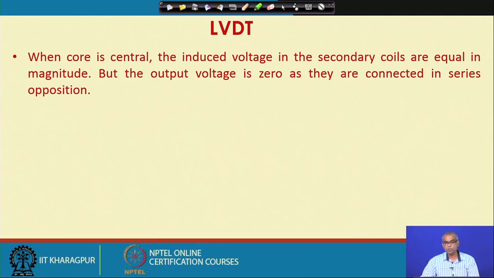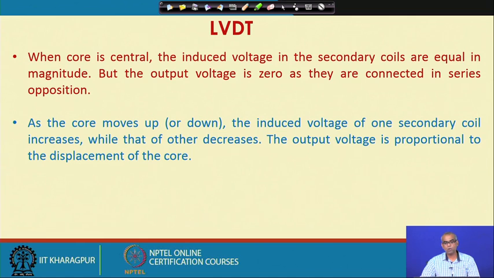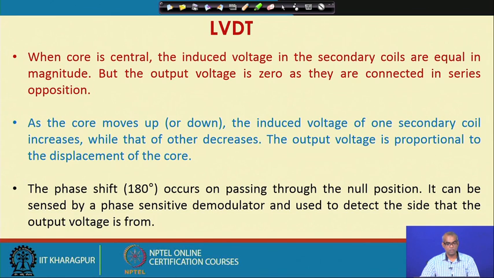When core is central, the induced voltage in the secondary coils are equal in magnitude, but the output voltage is 0 as they are connected in series opposition. As the core moves up or down, the induced voltage of one secondary coil increases while that of other decreases. The output voltage is proportional to the displacement of the core. The phase shift of 180 degree occurs on passing through the null position. Null position is when the core is centrally located. So, equal amount of voltage is induced in the secondary coils and the net output is 0.